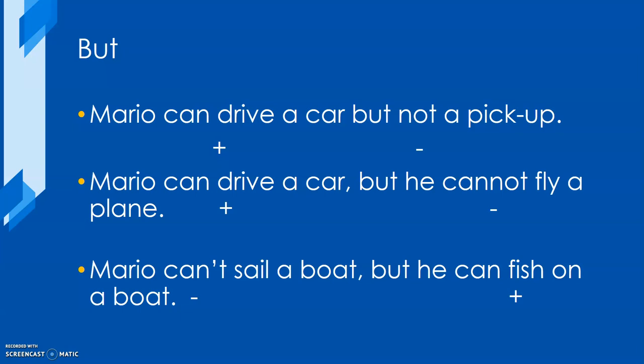And finally, we have the third sentence where we have something negative and then something positive. Mario can't sail a boat, comma, but he can fish on a boat. So we're putting together two contrasting sentences that are joined by a comma and a but.